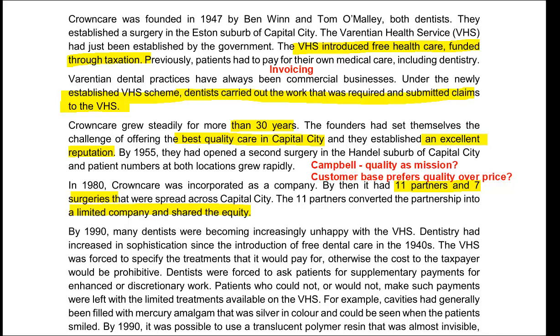And then we move into a limited company sharing the equity. It means that the liability of the owners is decreased further, where they're only liable for the debts of the company equivalent to the amount of money they've invested. So, how much equity they have in the business.